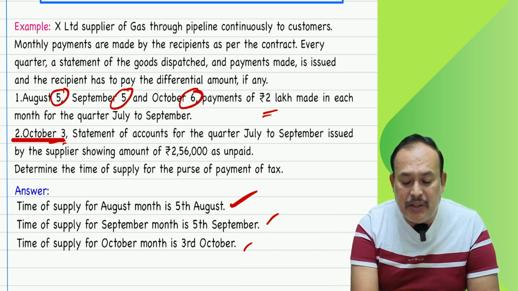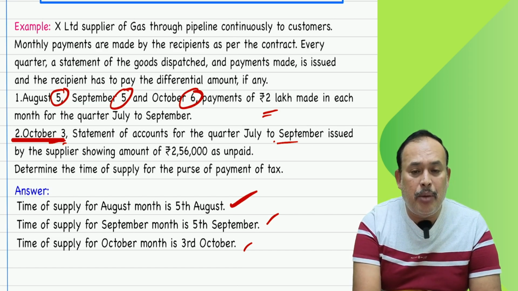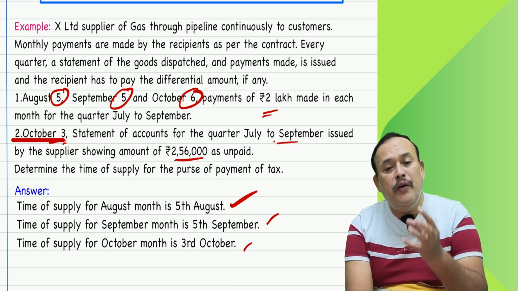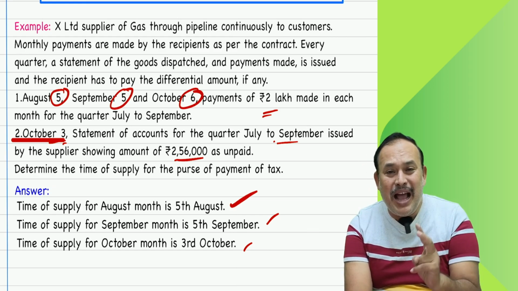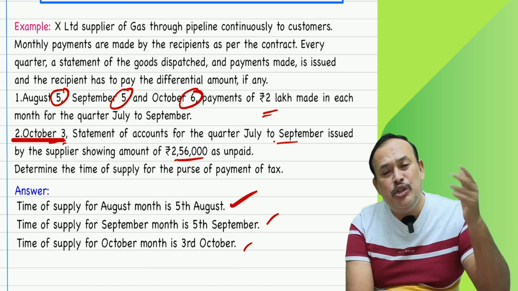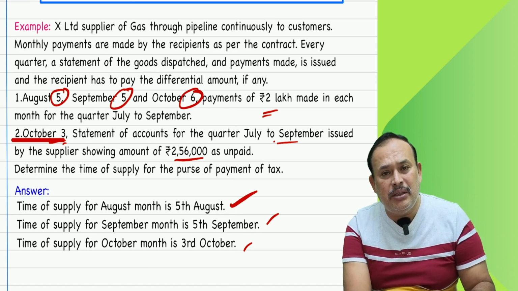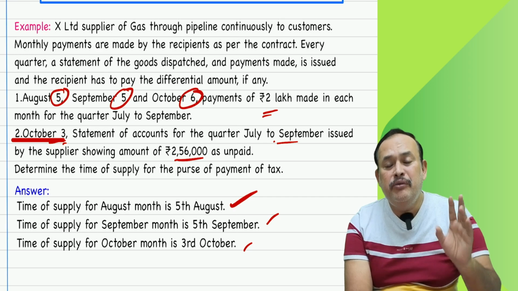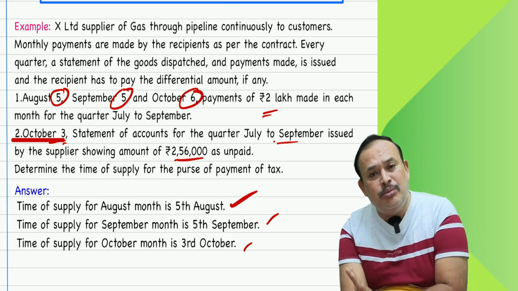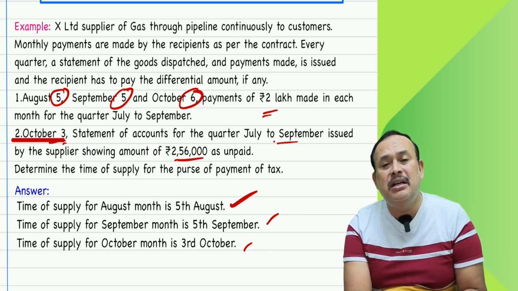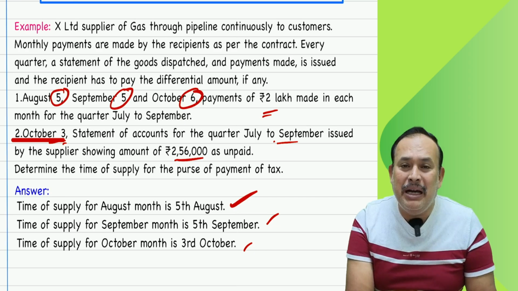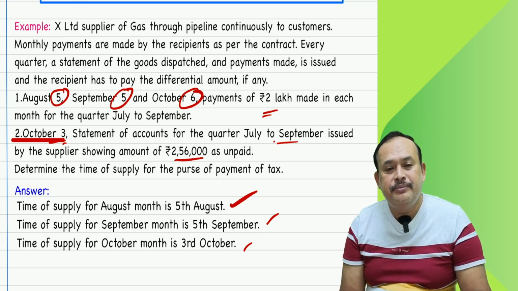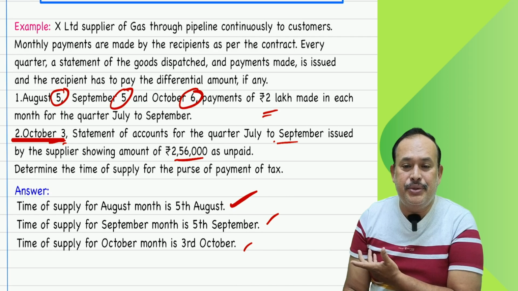The statement of account for the quarter July to September is issued by the supplier showing the amount 2,56,000 is unpaid. Out of the 2,56,000 unpaid amount, 2 lakhs was paid on 6th of October. The statement issued for 2,56,000 is on 3rd of October. So for the entire 2,56,000, the date of issue of the statement, 3rd October, is earlier than 6th of October. Therefore, 3rd of October is the time of supply for the entire value of the balance unpaid 2,56,000. That is the time of supply in case of continuous supply of goods.